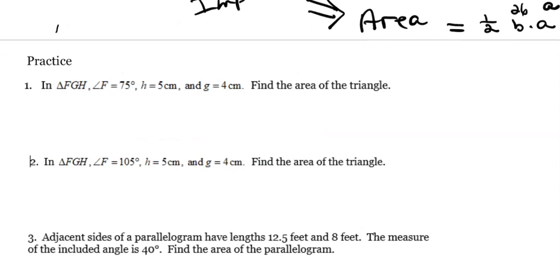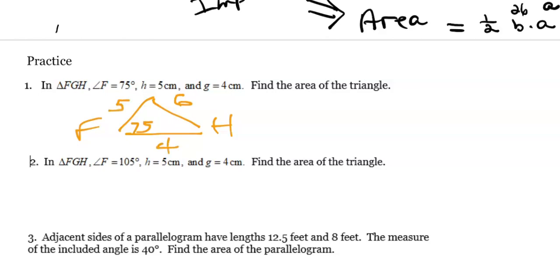So let's draw a triangle. Okay, so I'm going to draw a triangle. It is FGH. Okay, angle F is 75. H is 5, and G is 4.